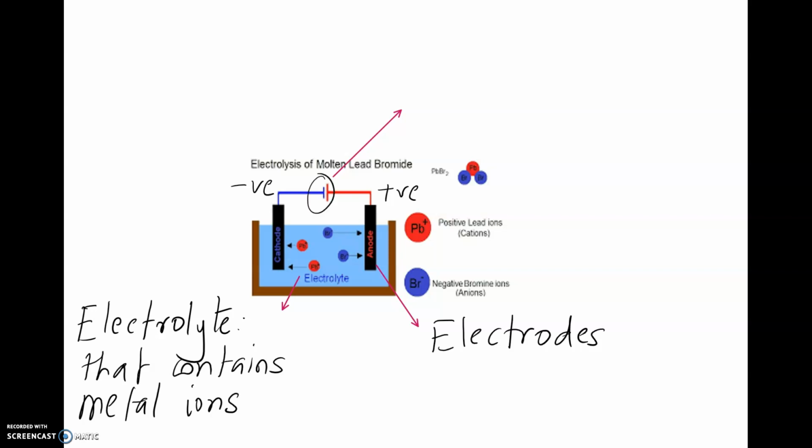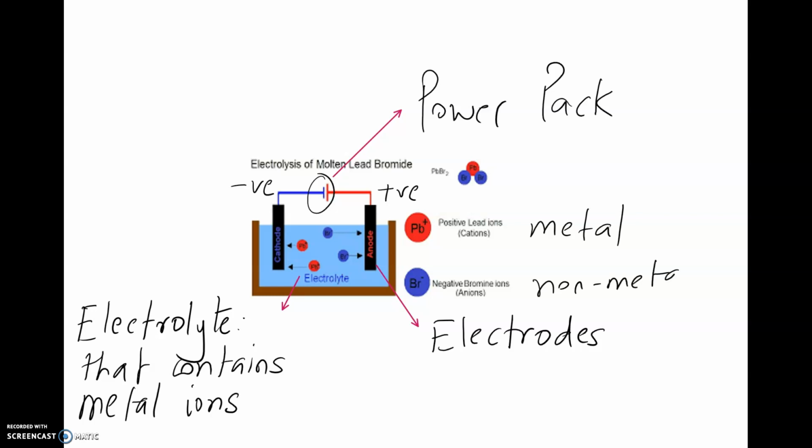The thing here is your power pack, which is providing you the energy, the electricity for electrons to be separated. As you can see, the Pb is positively charged because it's a metal, and bromine has a negative charge as a non-metal. When the electricity flows through the power pack, all the positively charged ions will go to the cathode here, and the negative ions will go to the anode, which is this side here.